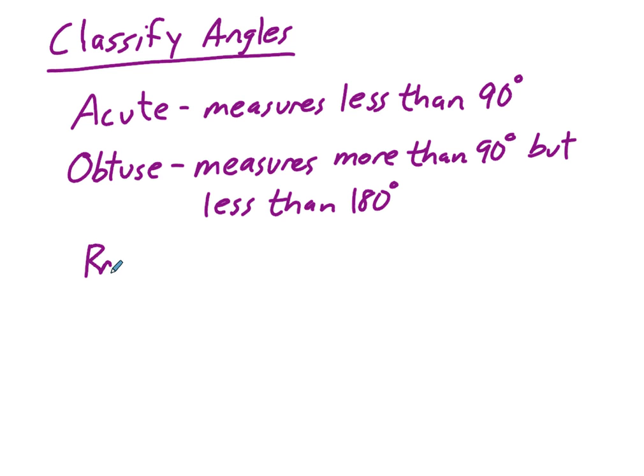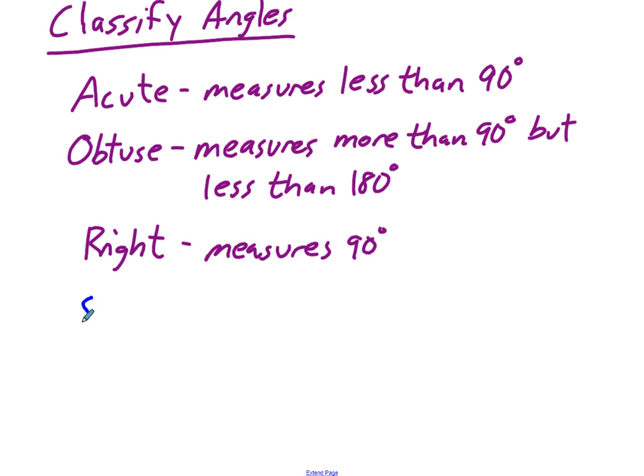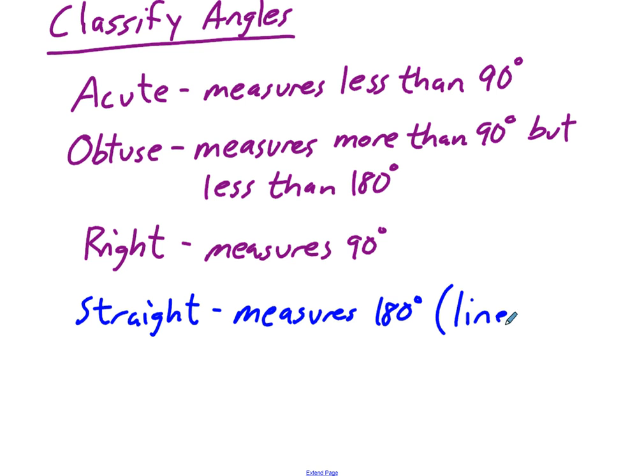A right angle measures 90 degrees. And then finally, one we don't use a whole lot, we call a straight angle. That's basically just a line, so it measures 180 degrees. Again, normally we just call that a line.